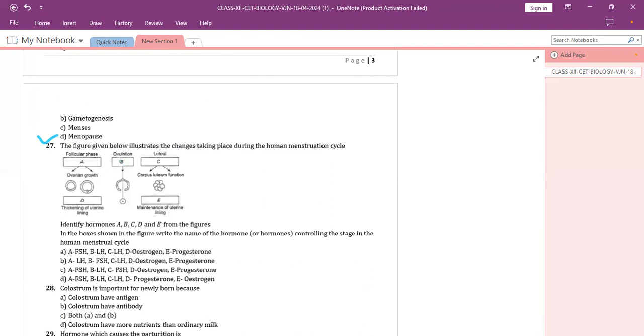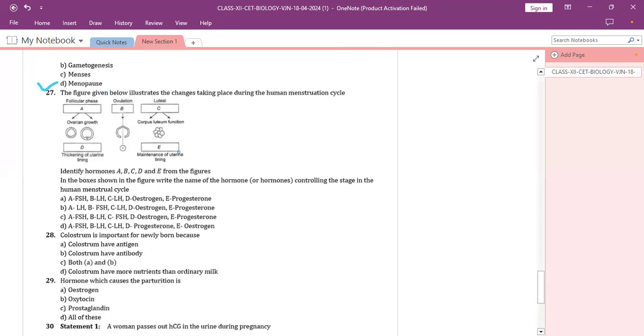27th one. The figure given below illustrates the changes taking place during the human menstrual cycle. Identify the hormones A, B, C, D, and E from the figures. In the boxes shown in the figure, write the name of the hormones controlling the stage in the human menstrual cycle. Students, if you observe, there's a follicular phase which shows A, ovulation B, luteal phase C, D, thickening of the uterine lining, and E, maintenance of the uterine lining.